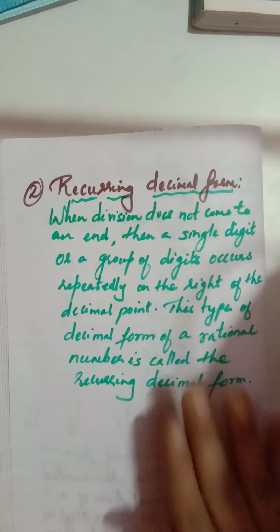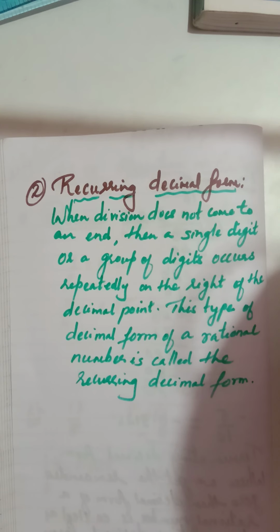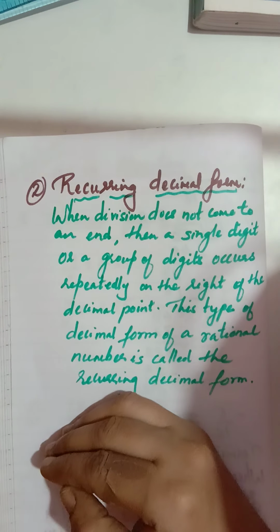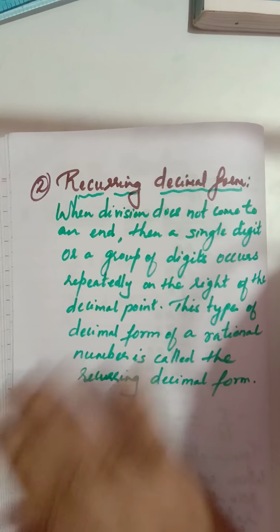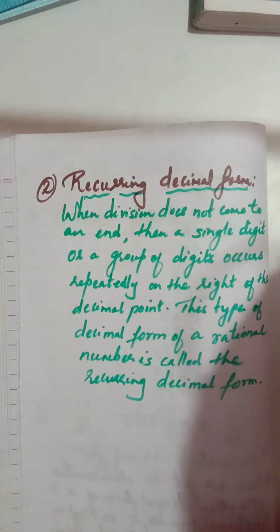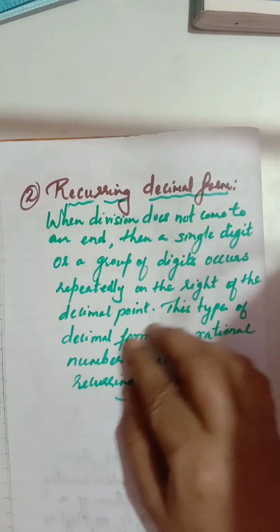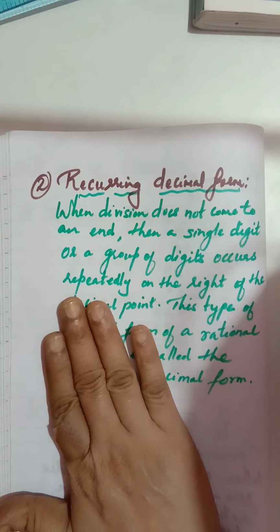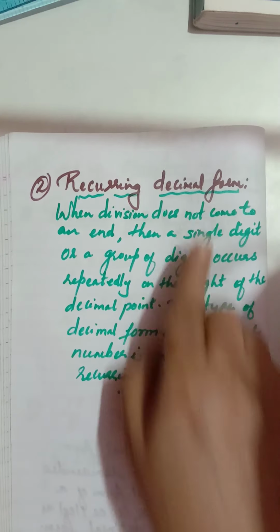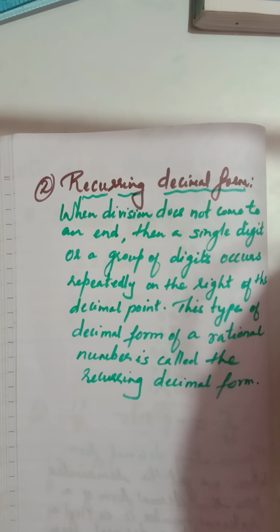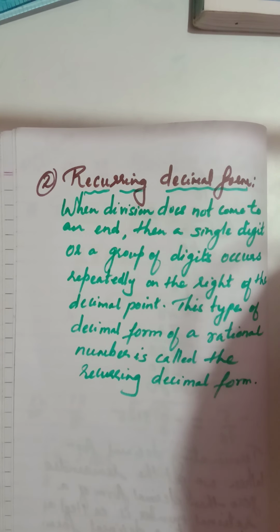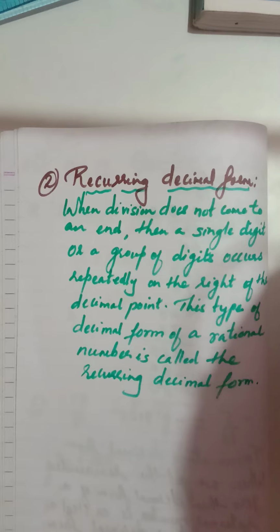That means, children, in the first case you have seen the division gets over, we get the remainder 0, and our division terminates. But in the second case, your division will not get over. One number or a group of numbers will be repeated, there will be no end, and you will not get the remainder 0. Such a decimal form of a rational number is called recurring decimal form. You will understand better with an example, so let us see this second type by an example.